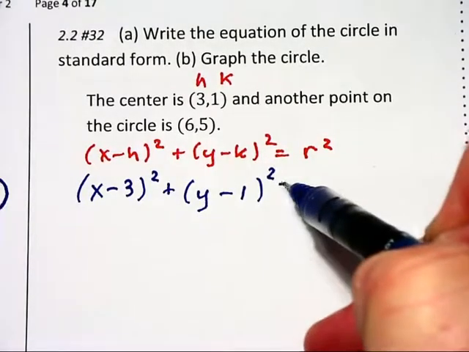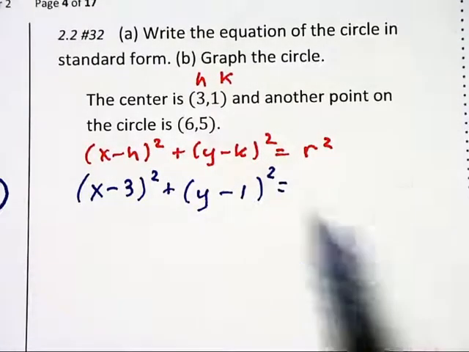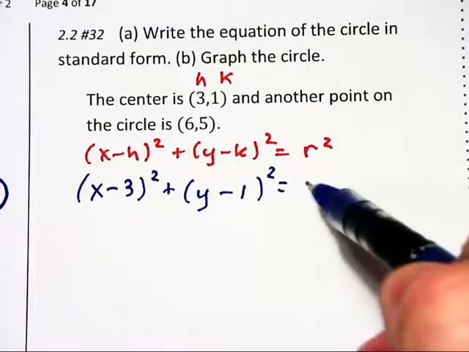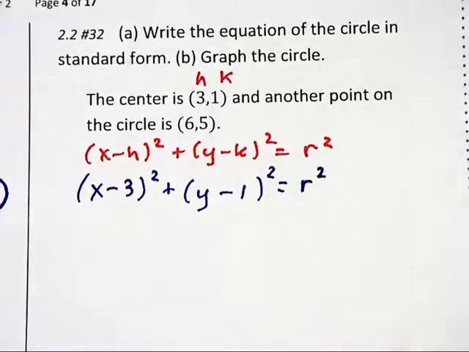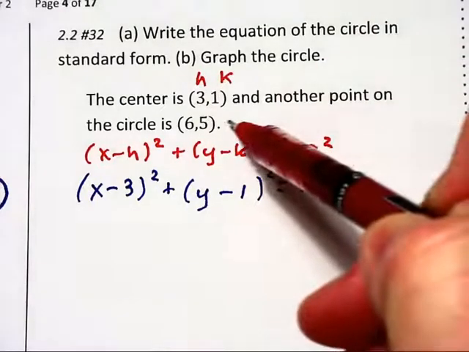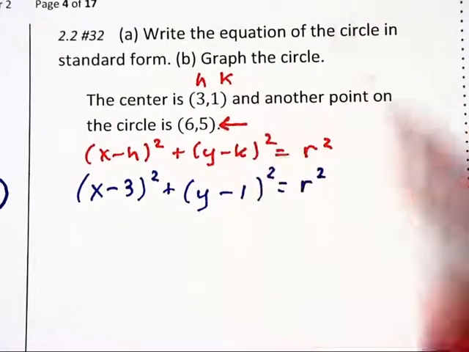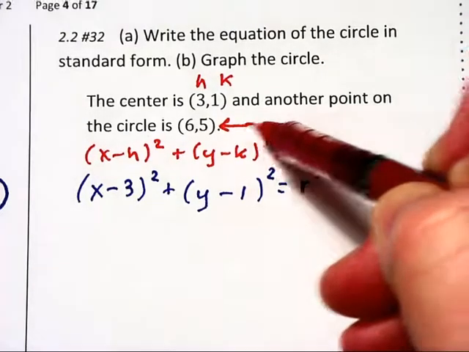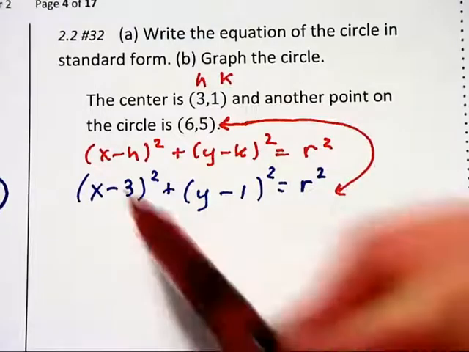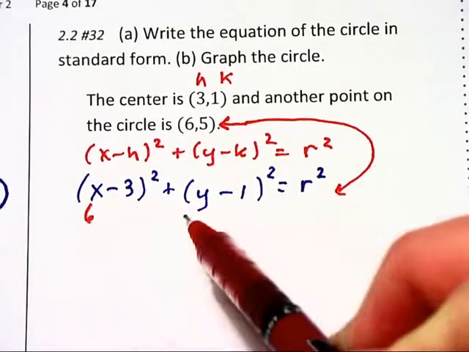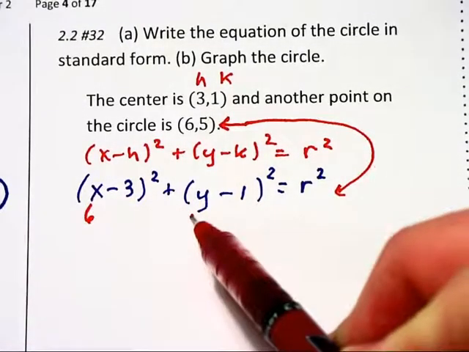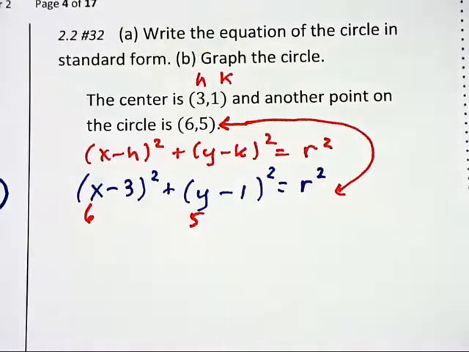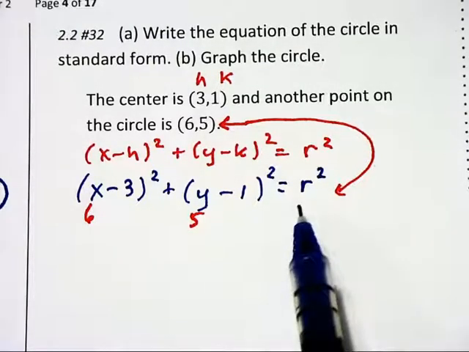And if we knew the radius, we'd be done. But we have another point on the circle, so we're going to have to do something else. Now, the idea here is that (6, 5) is a point on the circle itself. Therefore, it works in the equation, and we should be able to substitute in the 6, 5 for x and y and solve that equation for r.